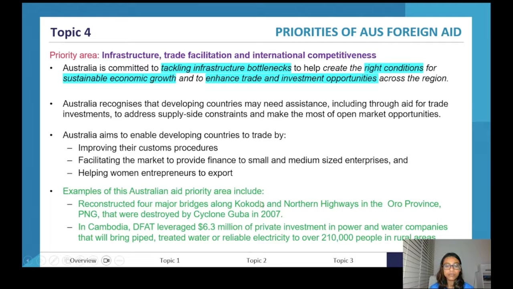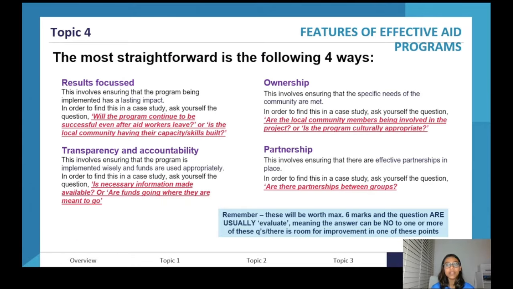Knowing these examples, you've probably got newer and more recent examples for the different types of foreign aid, and maybe ones related to COVID as well. But definitely make sure you have examples of the different priority aid areas. And then we've got features of effective aid programs.